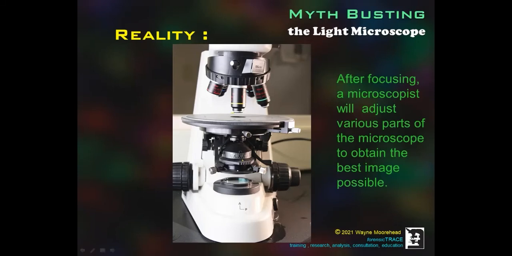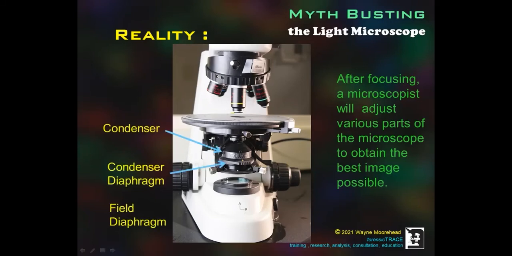Here we see the condenser diaphragm, and the field diaphragm. Each has a different purpose and importance in obtaining the best visible image. The proper setup is called Kohler illumination after the microscopist who invented it.